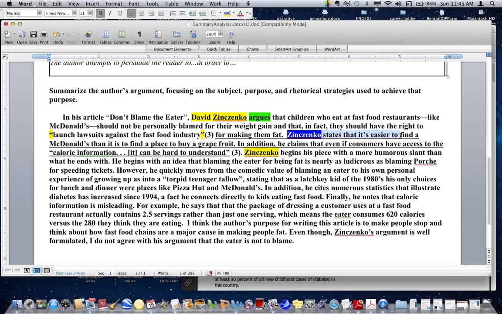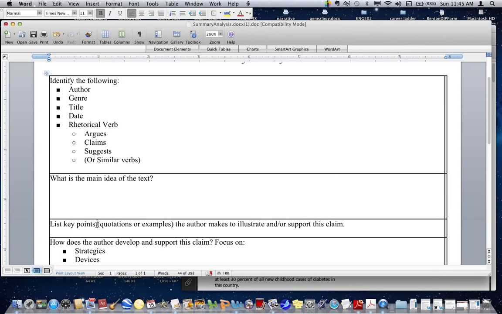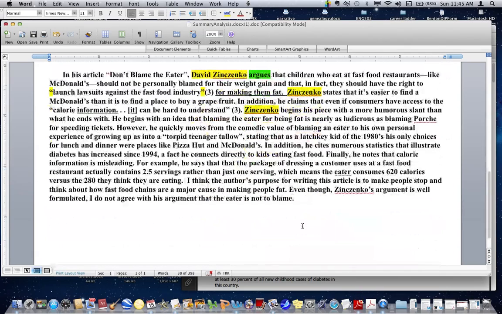Zinczenko states that it's easier to find a McDonald's than it is to find a place to buy a grapefruit. In addition, he claims that even if consumers have access to the calorie information, it can be hard to understand. What I want you to remember is when you're writing that summary analysis, you not only have the title of the article, the author's name, that rhetorical verb that you've chosen, the main idea, but you also have text that you use to support that main idea. So remember, you're listing key points. They can be quotations or examples that illustrate or support the author's claim. What does the author use?